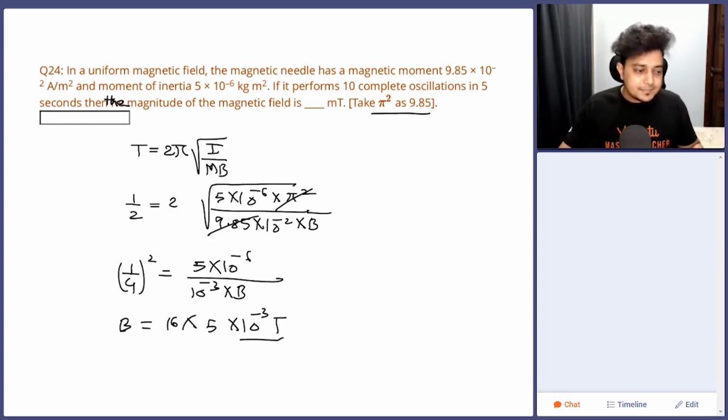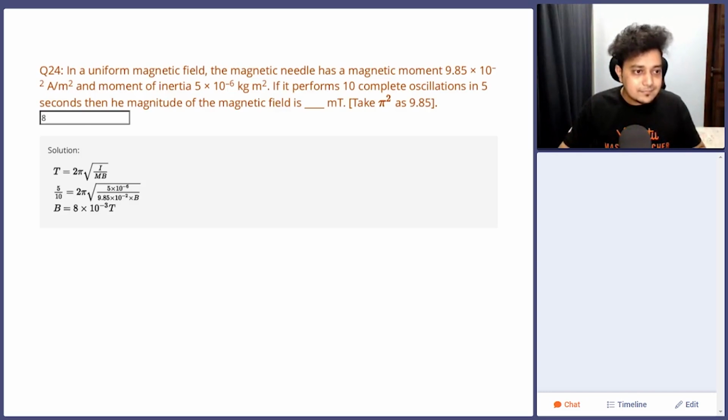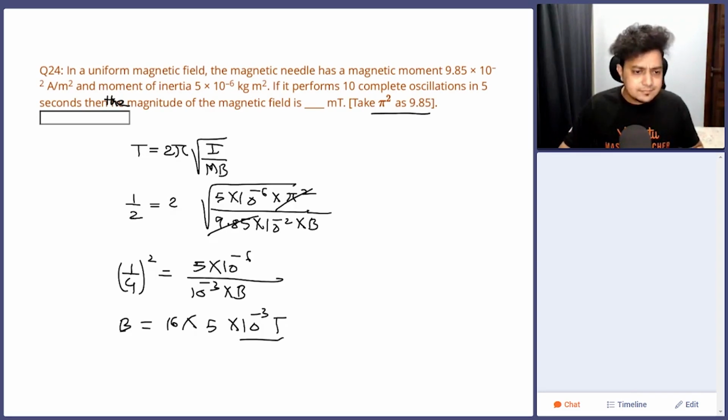Okay, we did some mistake here. What is the mistake? There is a mistake over here. 10 raised to minus 2 should be there. So this will be 0.5 then. 10 raised to minus 2 should be there. Okay, let's go. Next question.